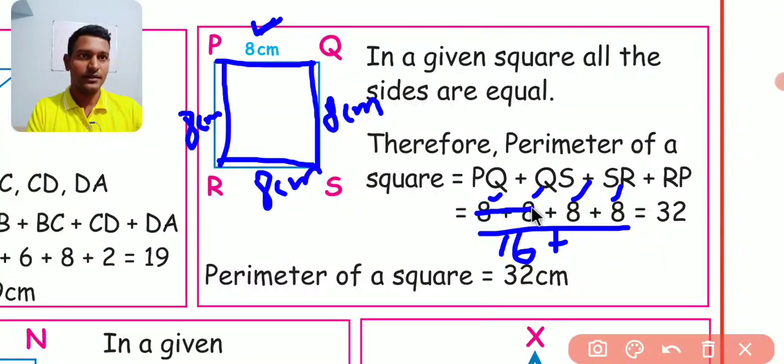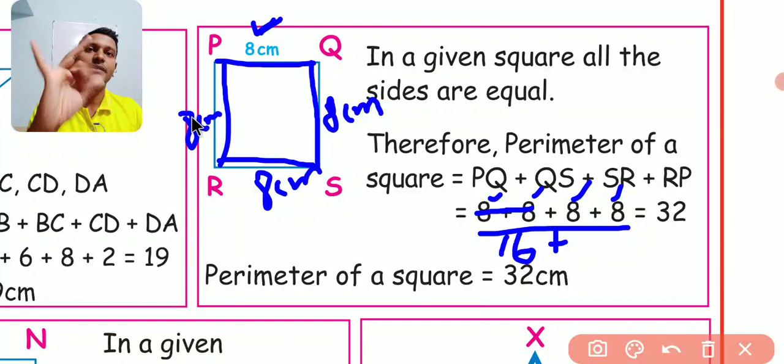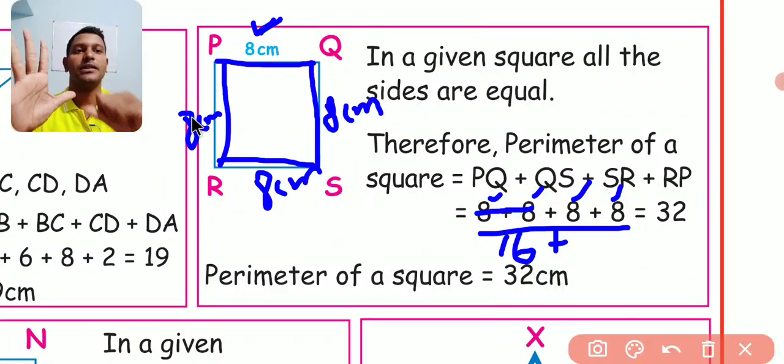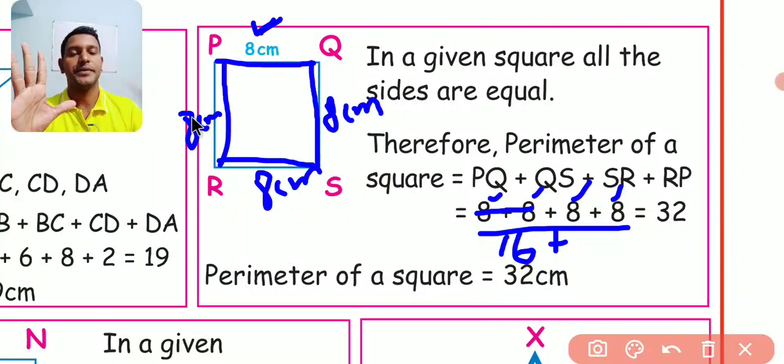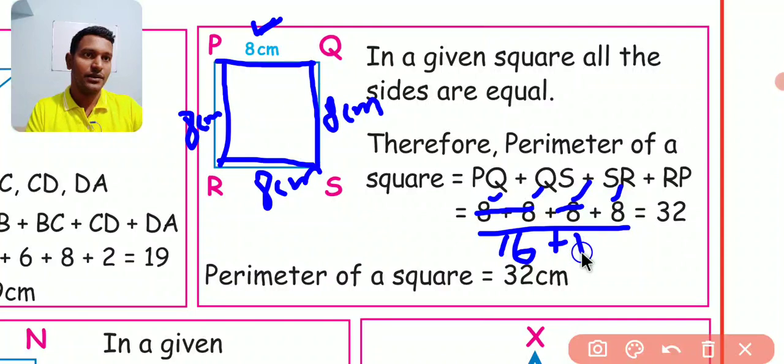I count these two numbers, 16, next 8. I keep 16 in my mind. Now I am going to count 8. 16, next 17, 18, 19, 20, 21, 22, 23, 24. So what is the answer finally? 24. Okay, 24 plus this 8.